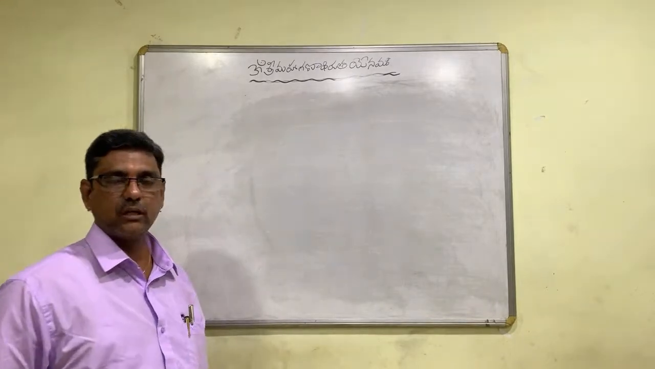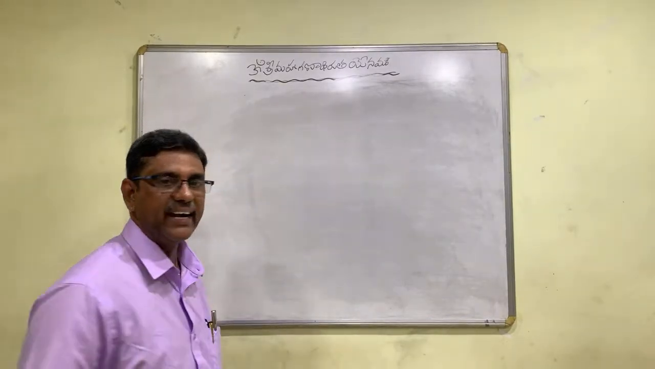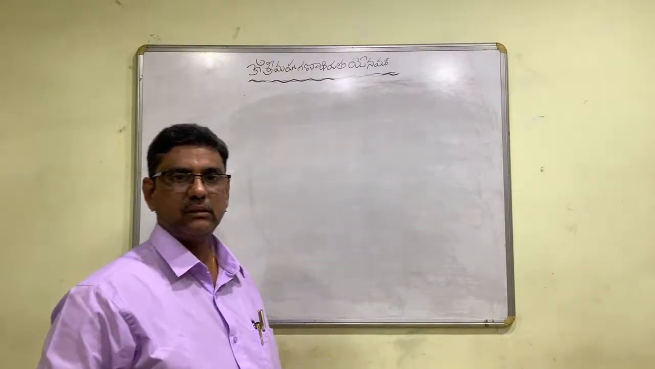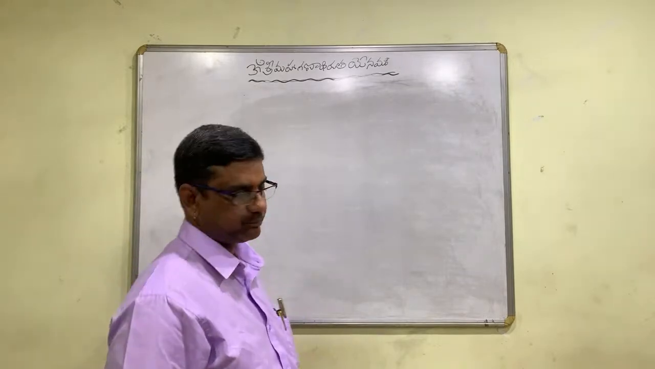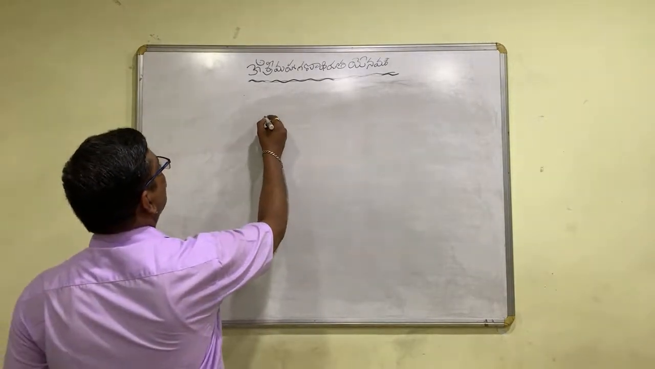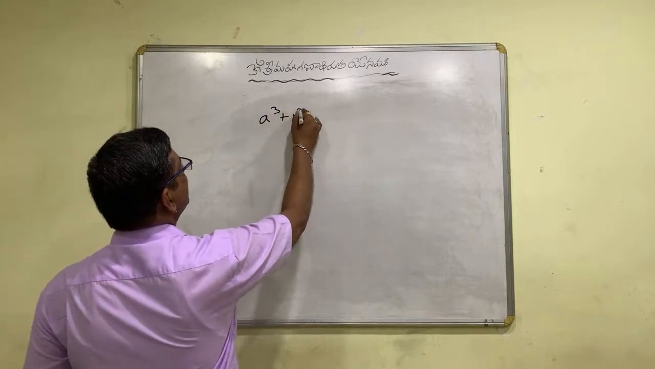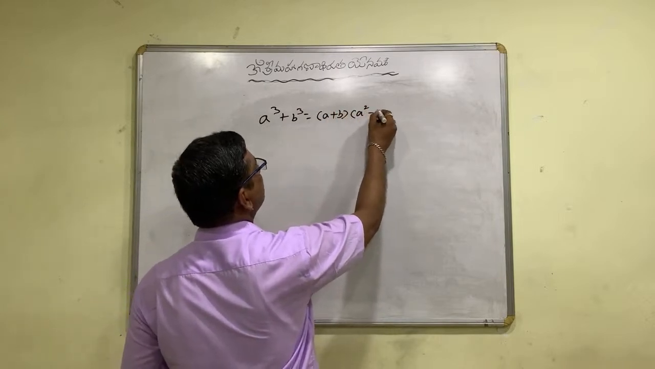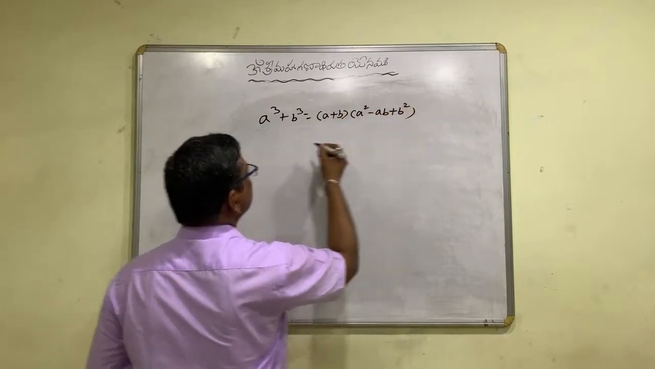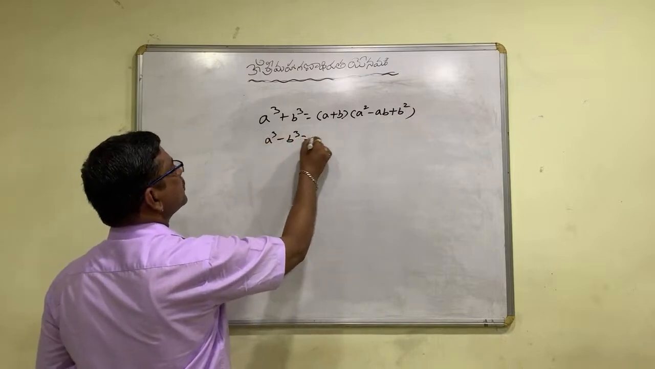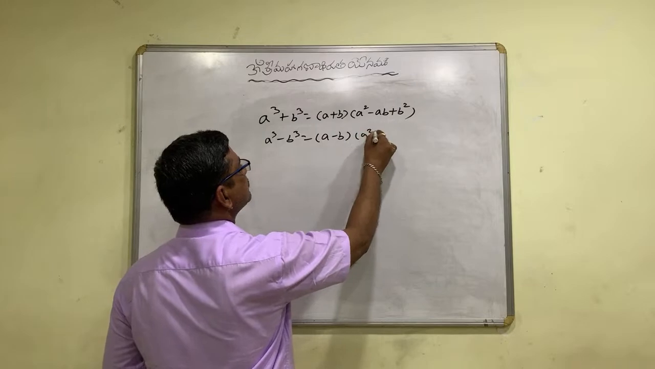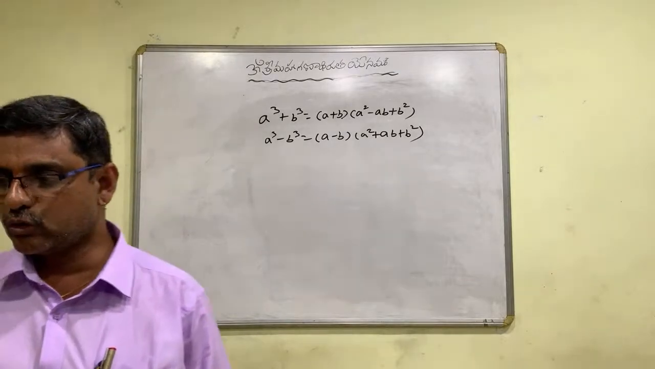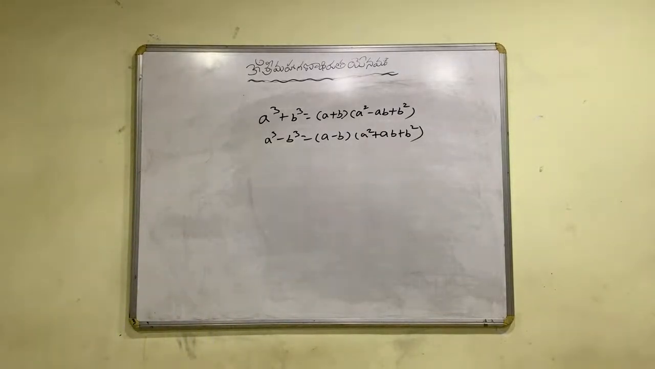Today we are going to learn problems on two identities. Today is the last class for polynomials. Tomorrow's session is on number system. Today's formulas: a cube plus b cube is equal to a plus b into a square minus ab plus b square. A cube minus b cube is equal to a minus b into a square plus ab plus b square. Children, we are going to do sums on these two formulas today.